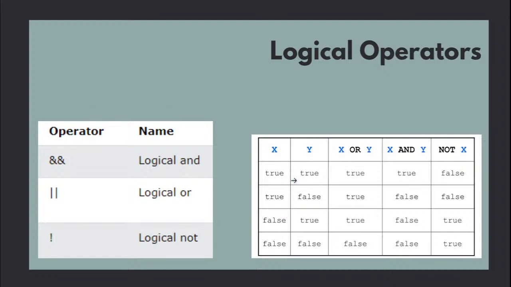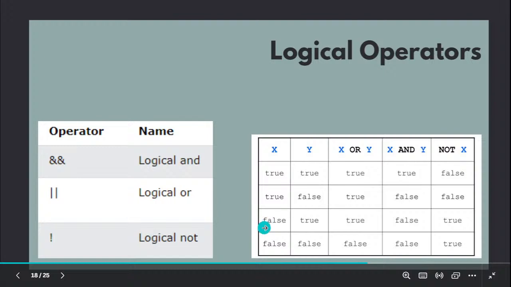So for example, let us consider we have x and y, and our first operator is the OR operator. It is like either x or y. If x is true and y is also true, the output of the OR operator will be true. If x is true and y is false, one is true and another is false, the output will be true, because it is the OR operator. Even if one is true, the output will be true.